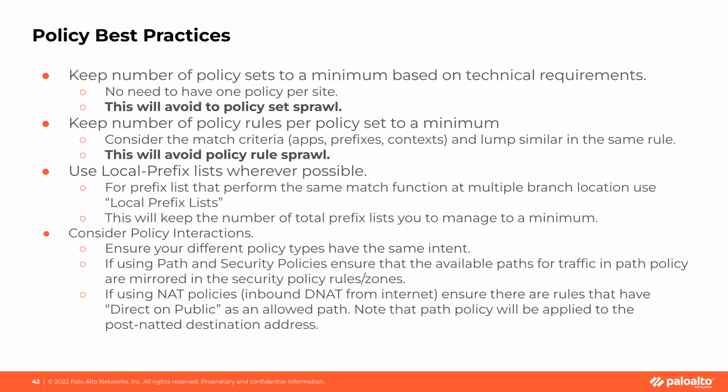And if you're using NAT policies as well, inbound VNAT from the internet, so let's say you have a video server on your LAN that you want to access from the internet using the public IP of the branch, you have to make sure that you have a rule in there that allows direct on public. This means that when the traffic comes in from the internet, we are assessing that policy as it comes in the device from the WAN side, and we need to make sure that the path that it comes in on is allowed. So we'll have an example of that in the demo as well.